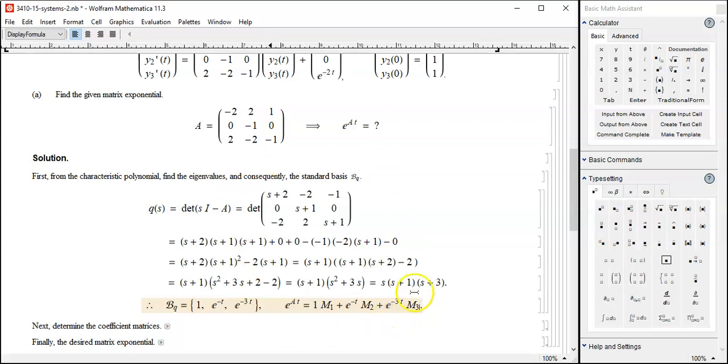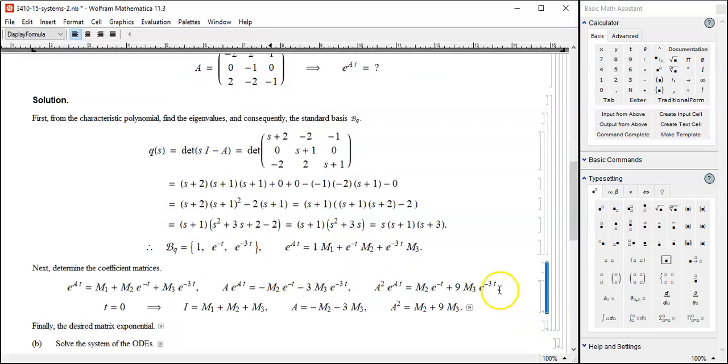Okay, now that I got all those matrices, let's determine those. How do we do that? Plug in t equal to 0, that's equation 1. Take the derivative and then plug in t equal to 0, second equation. Take another derivative and plug in t equal to 0. We need 3 equations, so that's going to be sufficient. And there you go. Original, first derivative, and second derivative.